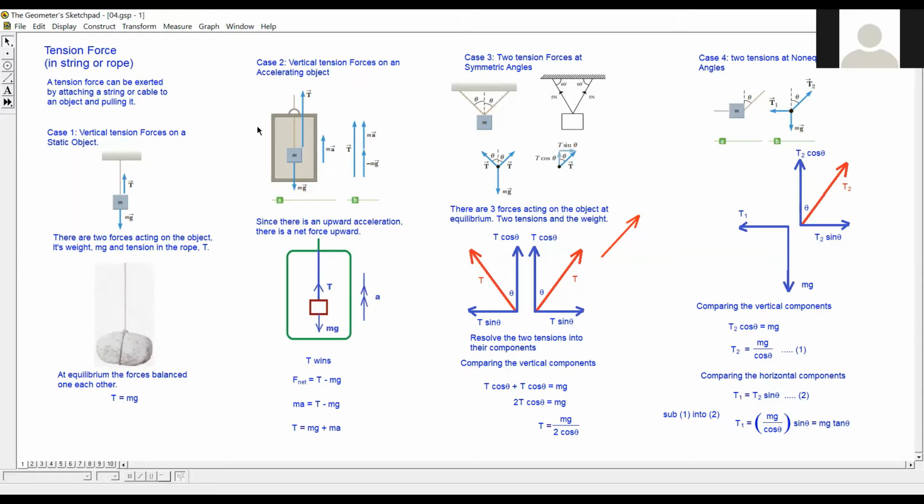Now, since the object is in equilibrium, that means the object is not moving, not accelerating upward or downward. So it's not accelerating, so there is no net force. No net force means the two forces balance one another. What are the two forces that balance one another? The tension and the weight. So we say that the tension is equal to the weight of the object. So this is the first case, very simple, object hanging downwards.